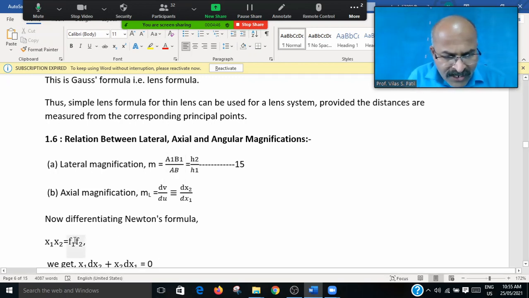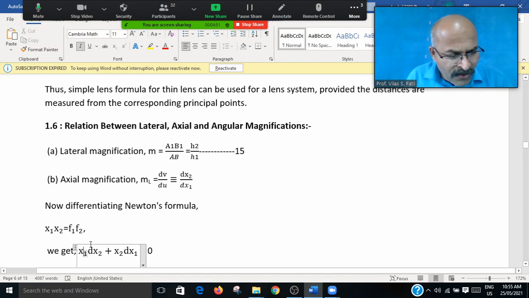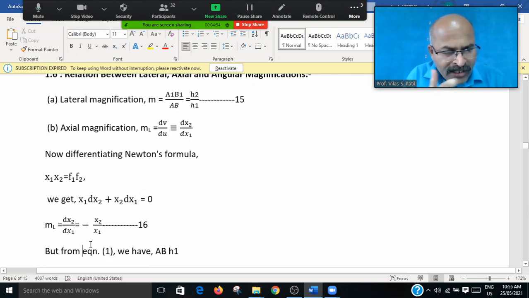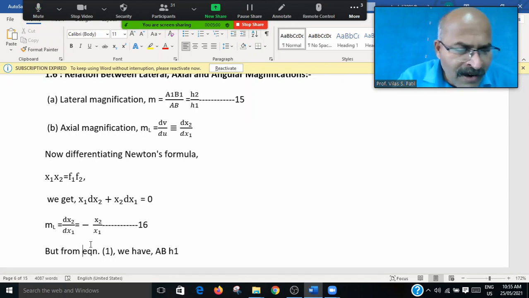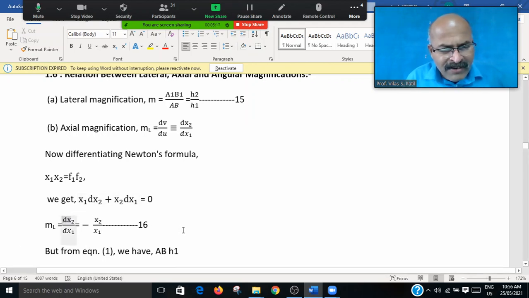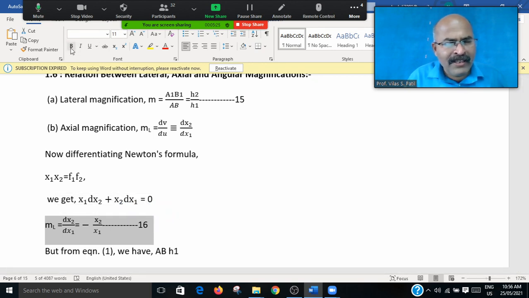Then differentiating the Newton's formula, x1 x2 is equal to f1 f2, with respect to dx1, we get x1 into dx2 plus x2 into dx1, which is equal to 0. Then ML is equal to dx2 divided by dx1, which is equal to minus x2 by x1, and this is the equation number 16.